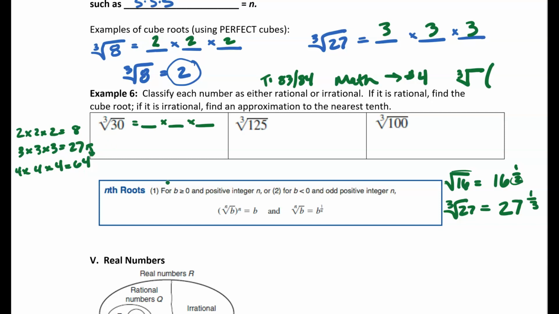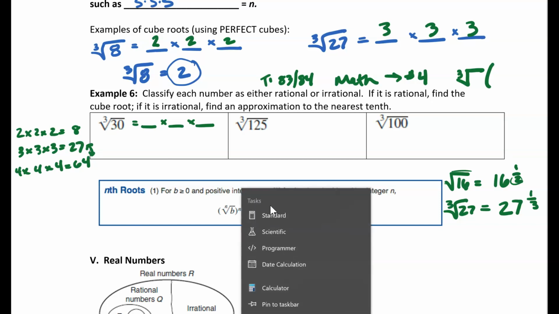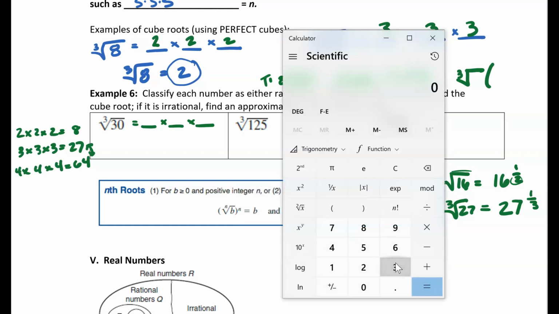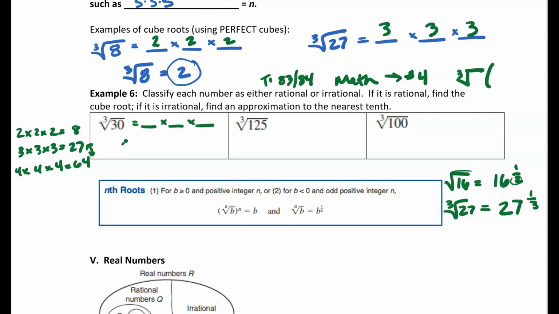Then we can use our calculator because it says to approximate to the nearest tenth. I'm going to use the scientific calculator. I'm going to do 30 and then this button to the 1/3 power, since it's the cube root, and then enter. And we end up getting, to the nearest tenth, 3.1. So I'm going to say approximately 3.1, and that's kind of where I thought it would be, since 3 cubed is 27, and 3.1 is really, really close.